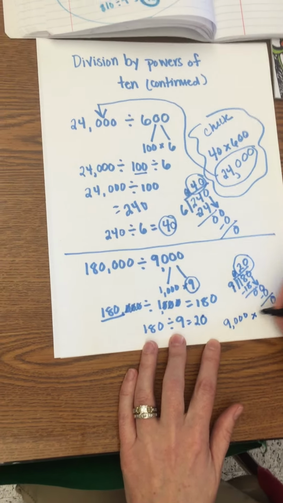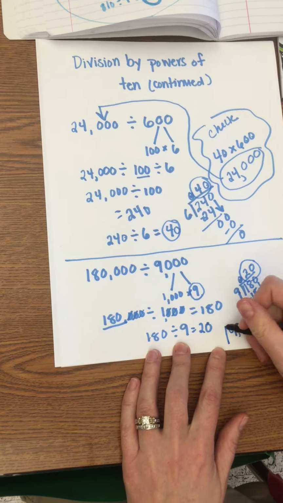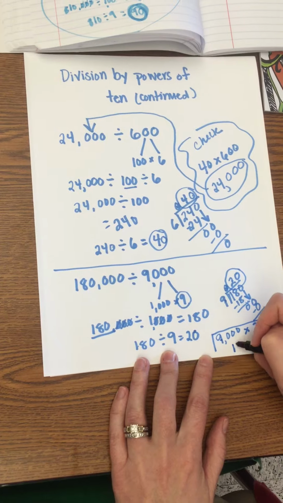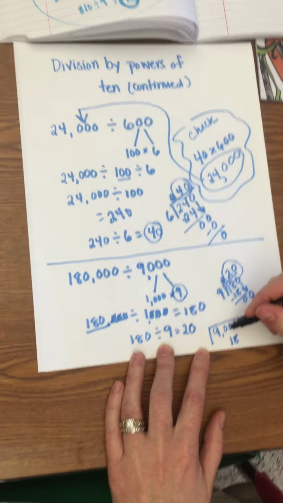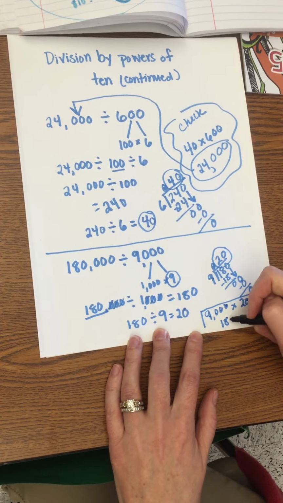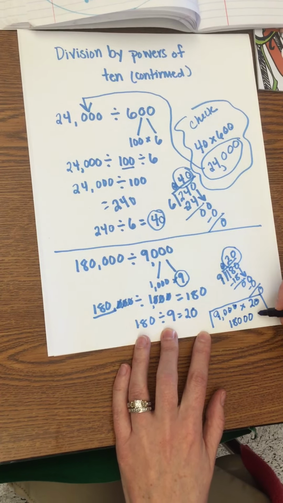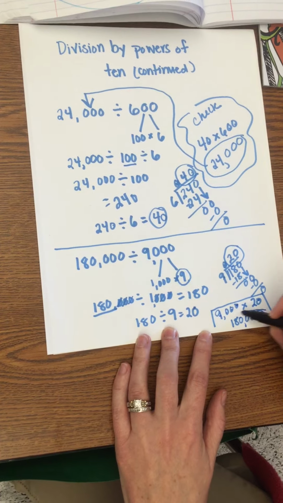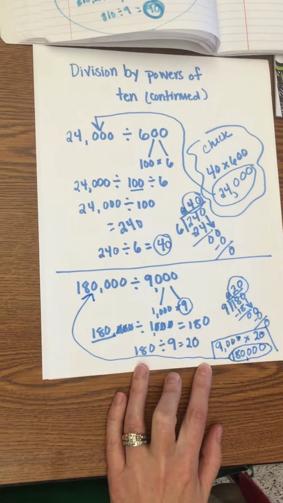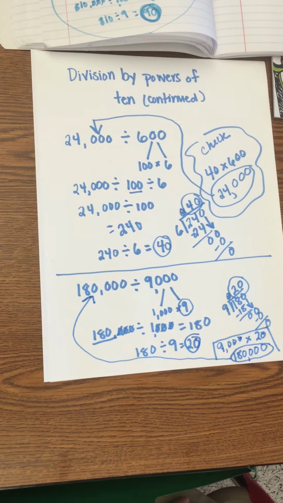I can check that by multiplying 9,000 times 20. So I know 2 times 9 is 18. And how many zeros do I have? 1, 2, 3, 4. And my check matches what would be in my dividend, so I know 20 is the correct answer.